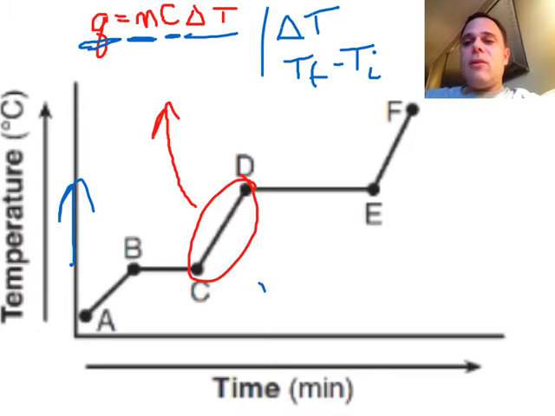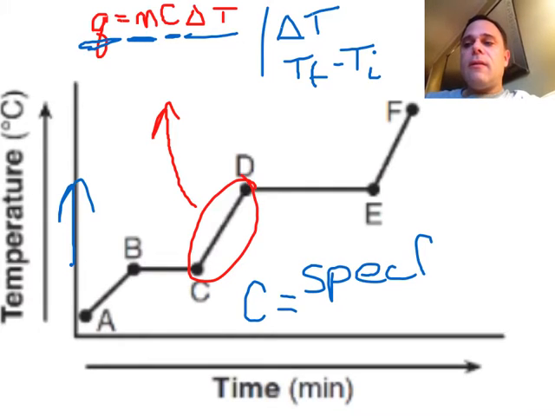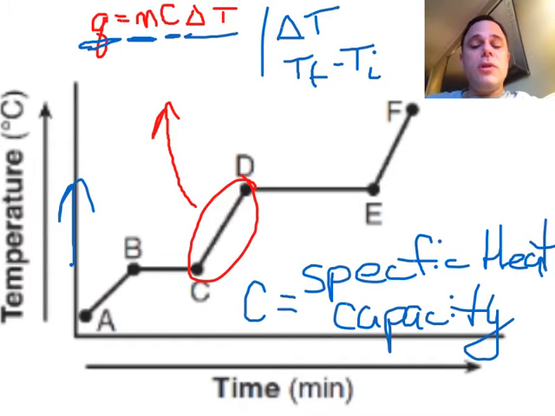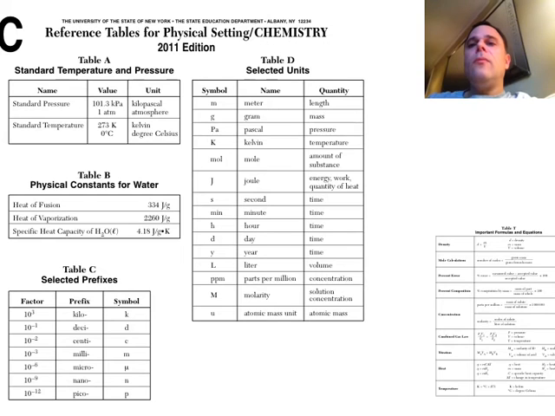Now back to that thing called C. That's called the specific heat capacity. It too is a constant, and it defines how much energy is necessary to raise 1 gram of water 1 degree Kelvin. Again, this says Celsius, it doesn't matter, it could just as well be Kelvin. Let me show you on the reference tables where to find these constants.